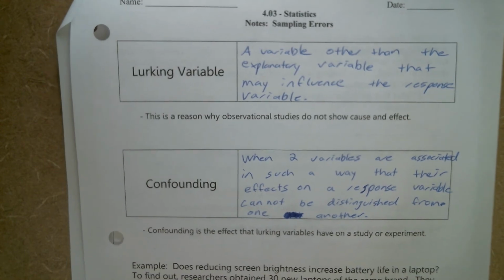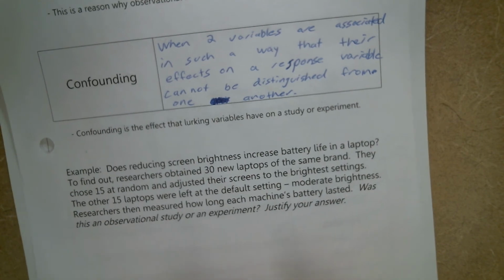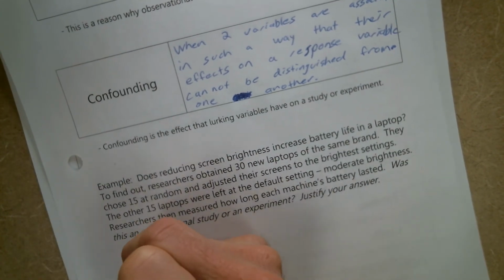All right. So let's take a look at an example here. Does reducing screen brightness increase battery life in a laptop? To find out, researchers obtained 30 new laptops of the same brand. They chose 15 at random and adjusted their screen to the brightest settings. The other 15 laptops were left at the default setting, moderate brightness. Researchers measured how long each machine's battery lasted. Was this an observational study or an experiment? Justify your answer. All right, so a case like this would be an experiment.